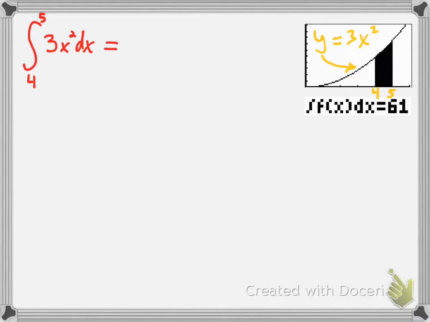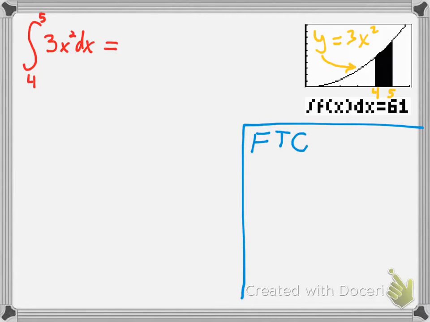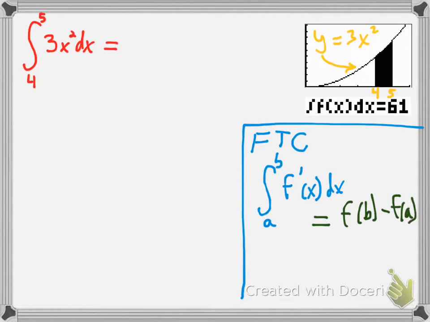But how would we get this without technology? Well, here's where the fundamental theorem of calculus can come to our rescue. So don't forget what FTC says. It says that if you're trying to find the area under the curve of a graph from A to B, actually, let me go back. So the integral from A to B of f prime of x dx is actually equal to f of b minus f of a. Now, how exactly does that help us here?